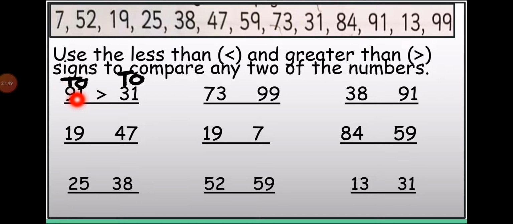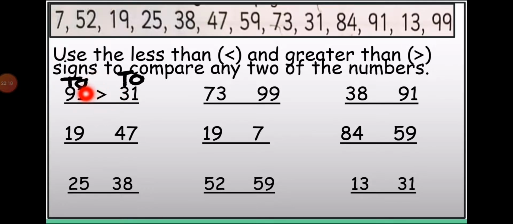In 91, 9 are tens. So, it means 91 has 9 tens. Now look at the second number. Here are 3 tens. It means 30. Now compare 9 tens and 3 tens. 9 tens is greater than 3 tens or 9 tens is smaller than 3 tens? 9 tens is greater than 3 tens. So this means 91 is greater than 31. This whole number is greater than this number. So I have put the greater than sign here.